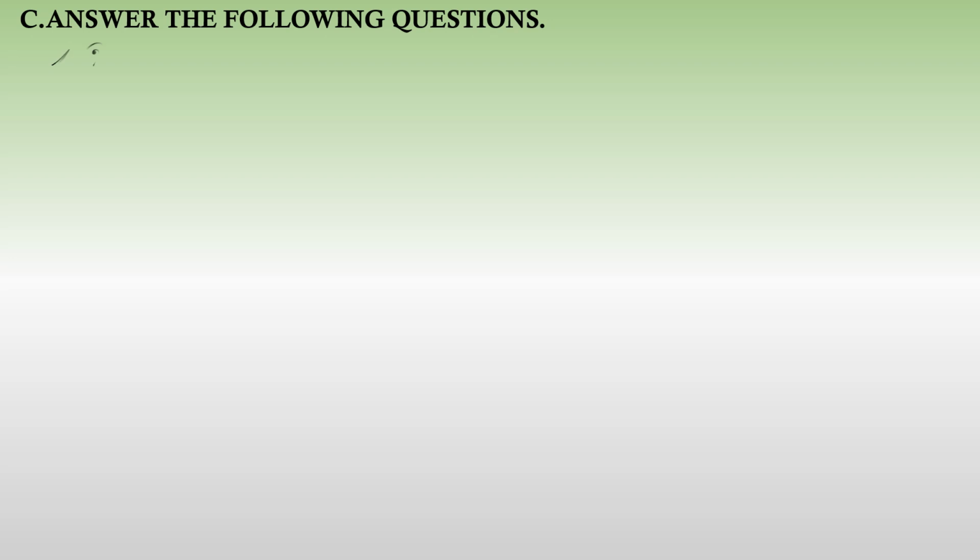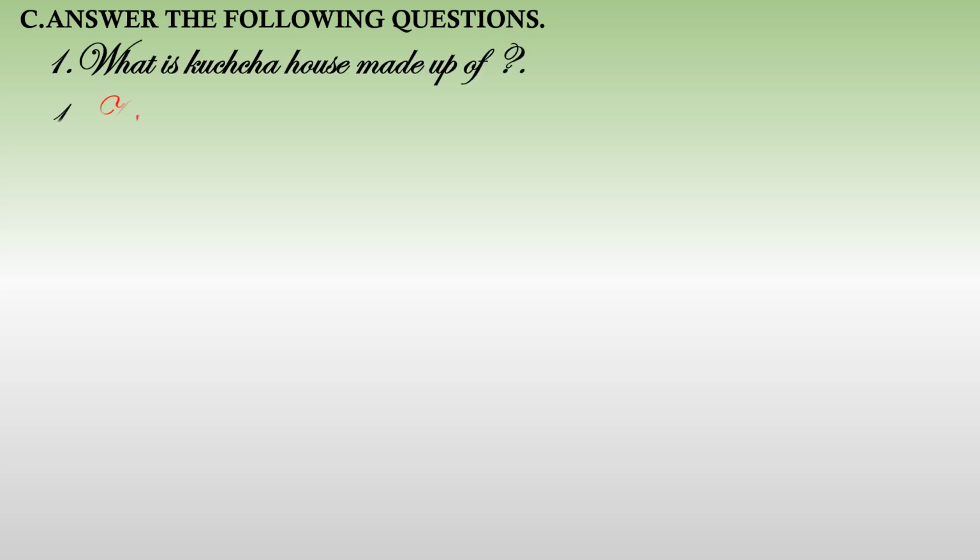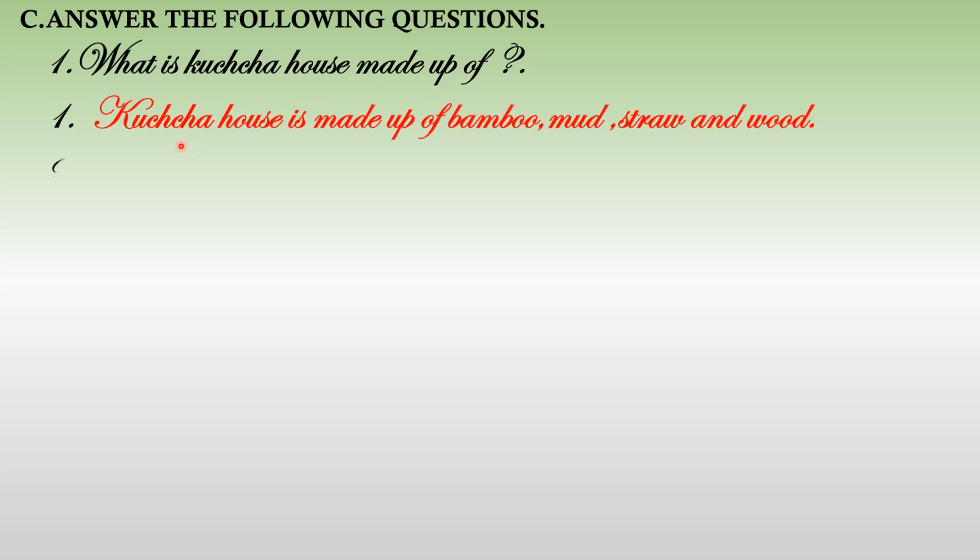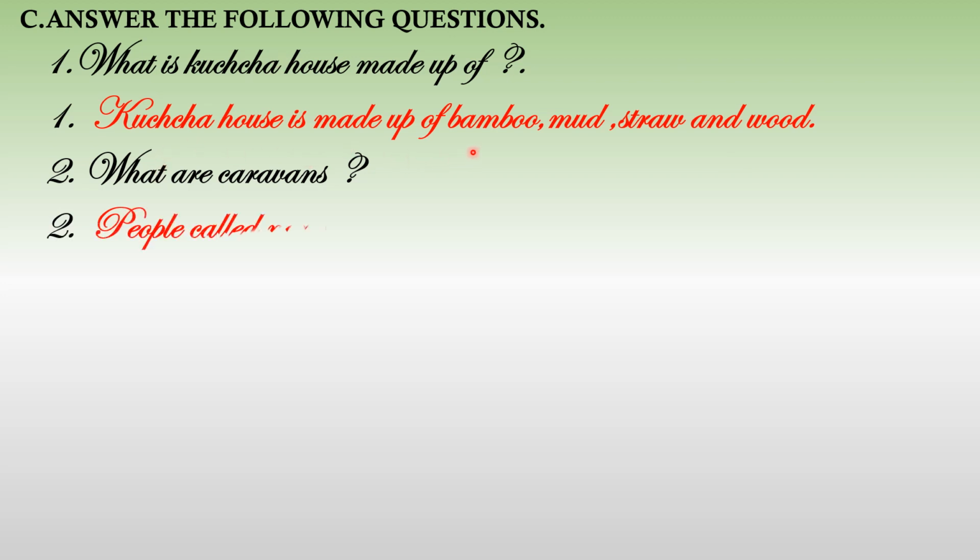Next one is answer the following questions. First one. What is a kacha house made up of? A kacha house is made up of bamboo, mud, straw and wood. I repeat once again. A kacha house is made up of bamboo, mud, straw and wood.